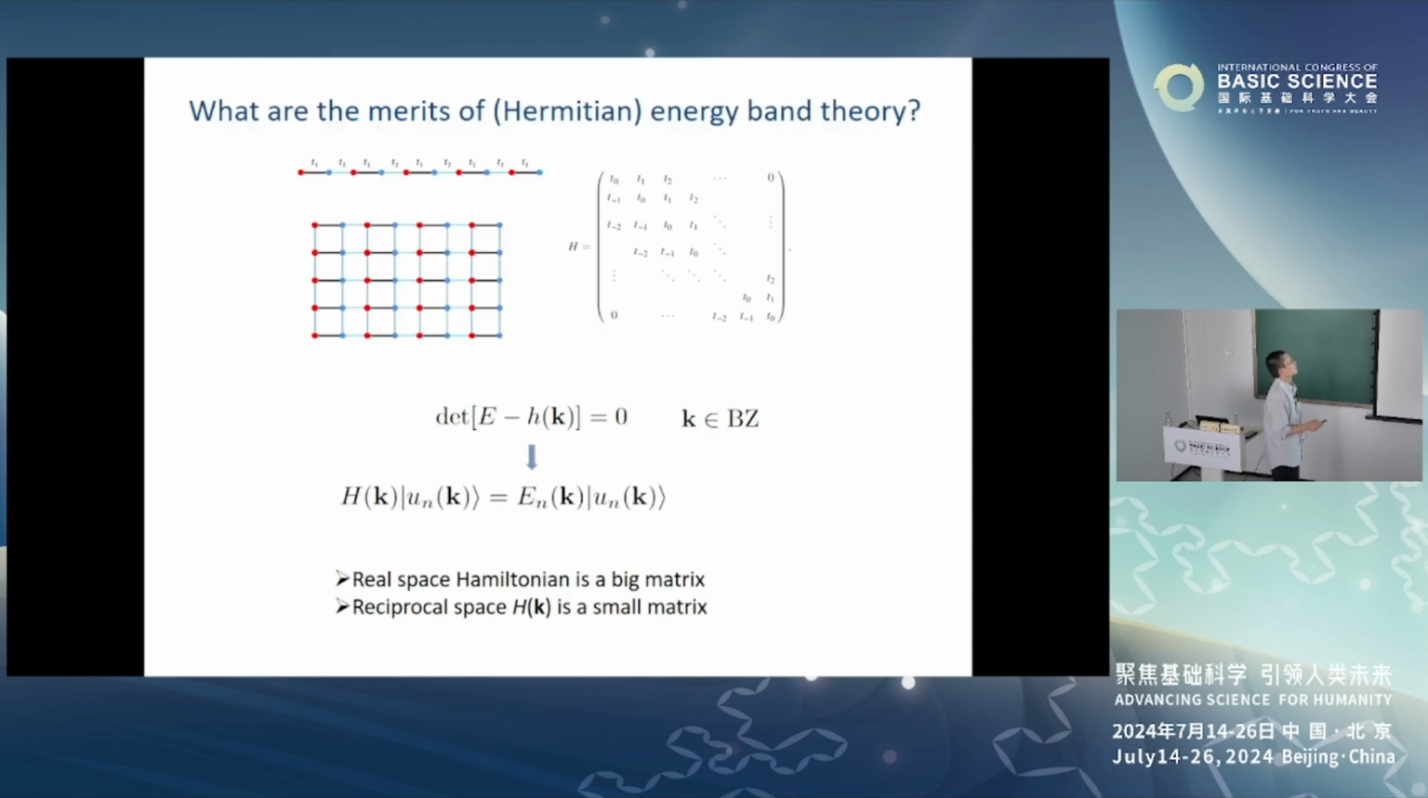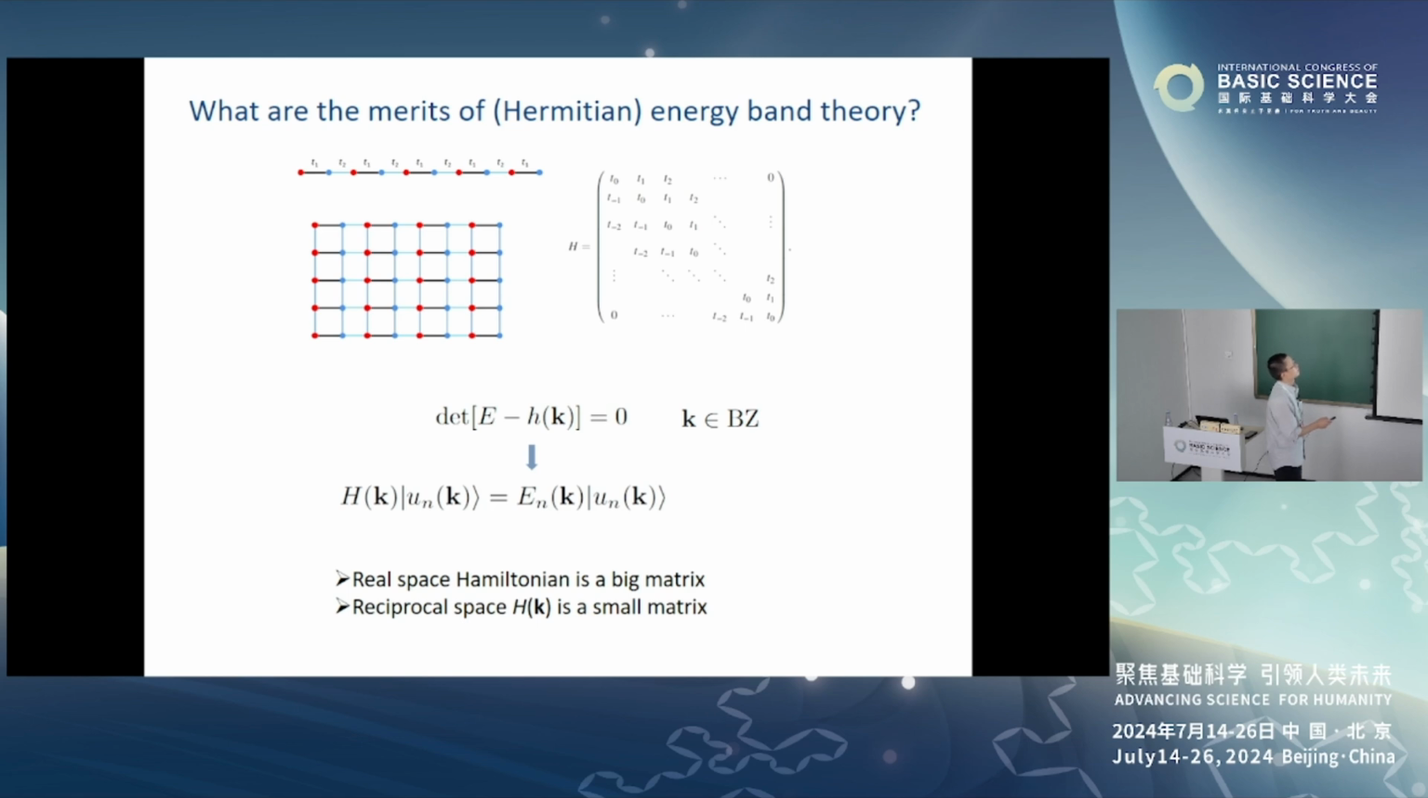Let's briefly recall the merit of energy band theory in Hermitian systems. Band theory is useful for studying a very large system. For example, this is a one-dimensional lattice, and this is a two-dimensional one. Without band theory, we work with a very large Hamiltonian matrix in real space.